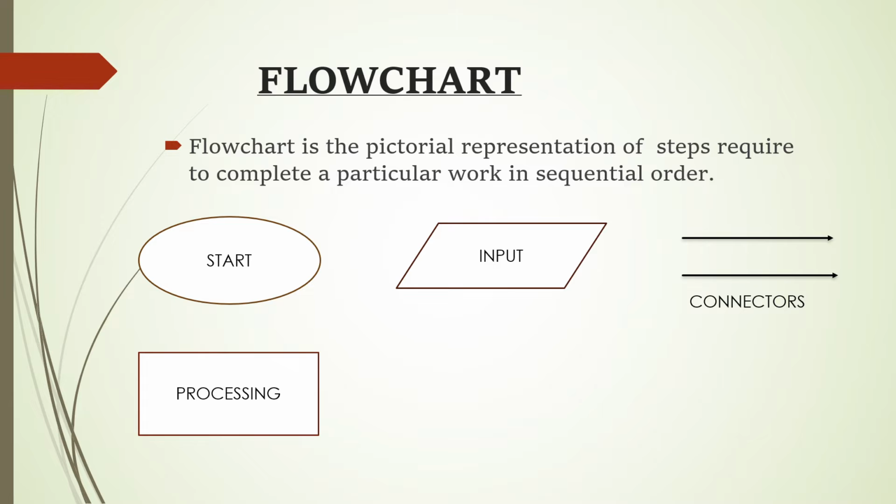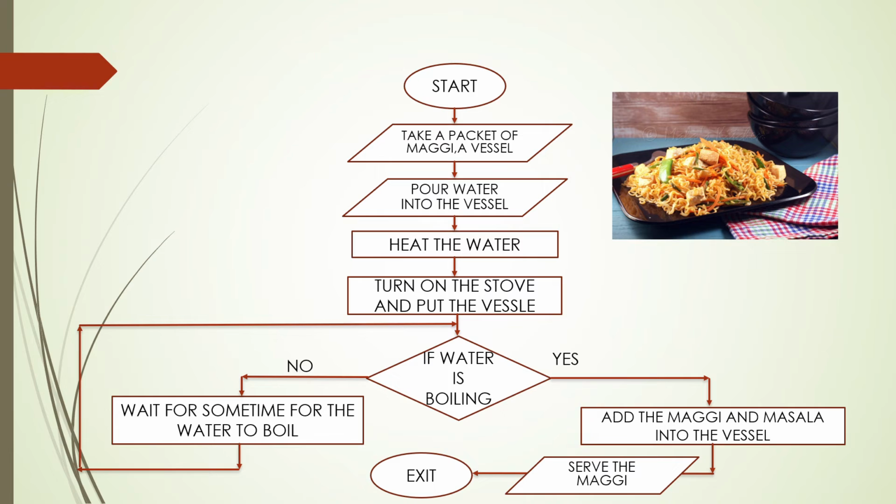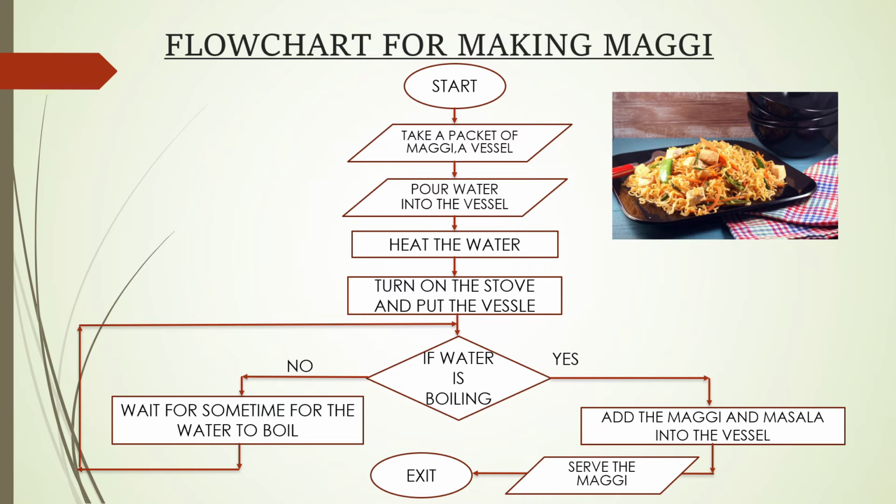The next box is this rhombus, which is used for taking a decision. Next will be the flowchart for making Maggie. Most of the students know how to make a 5-minute Maggie, and even if you don't know, here I have given the whole process to make a Maggie, and also a small picture of it so that you get more interested in the topic of how to make Maggie.